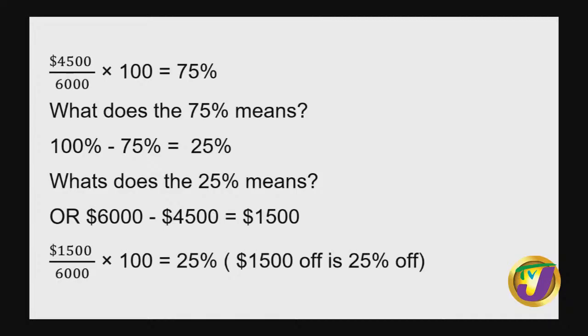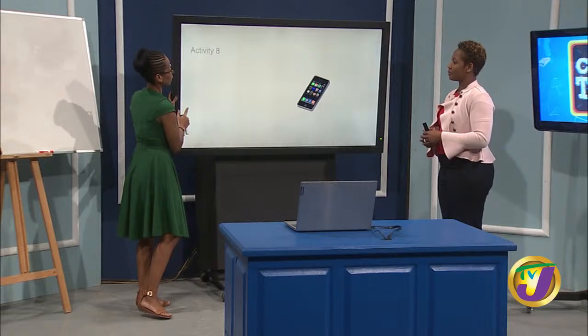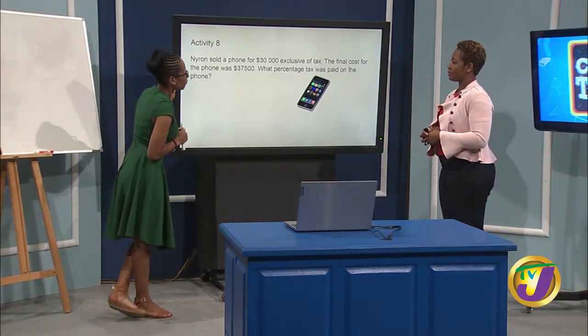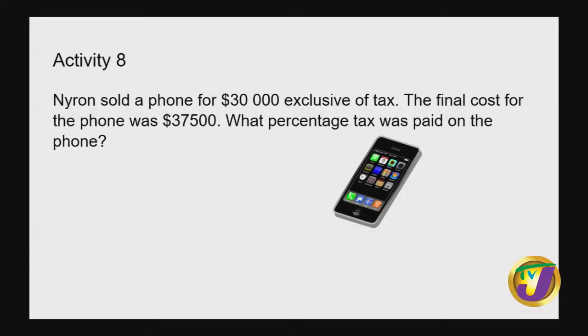There you go. So let's take another look here at another activity. So Naron sold a phone for $30,000 exclusive of tax. And we know that word, exclusive. Tax is, remember, not in it. Inclusive, exclusive, we know that word. And now we're looking at exclusive, like you rightly said, tax not included.